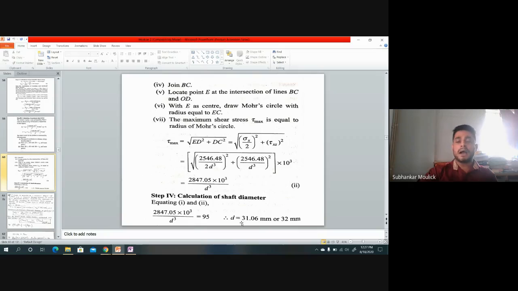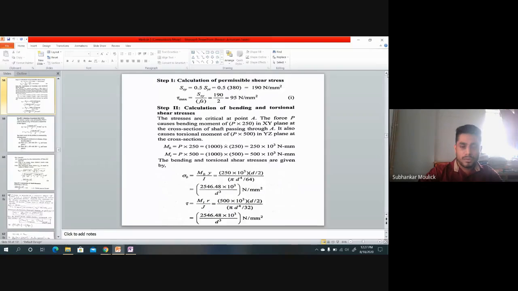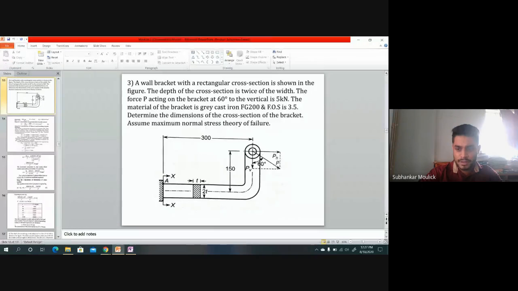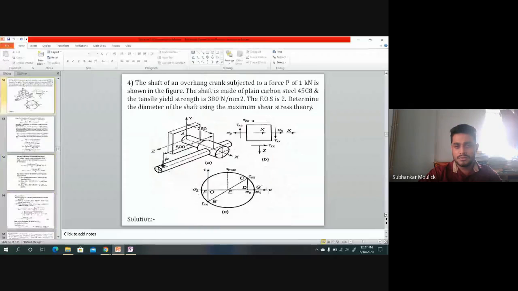which is coming out to be 31.06 mm. Again, it will be difficult for the manufacturer to produce exactly 31.06 mm, so let us round it off to 32 mm. So this is the final diameter of the shaft, which has been found by this maximum shear stress theory of failure.